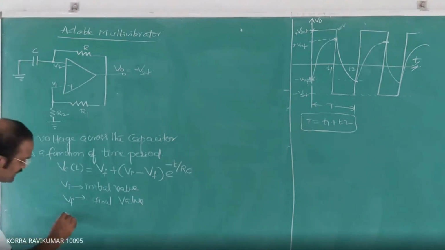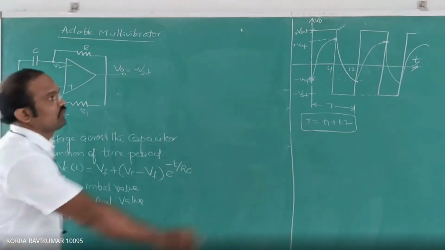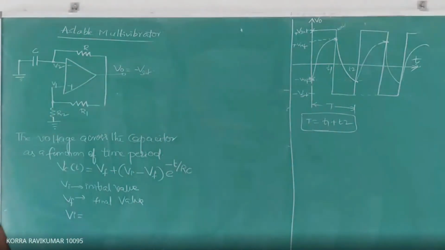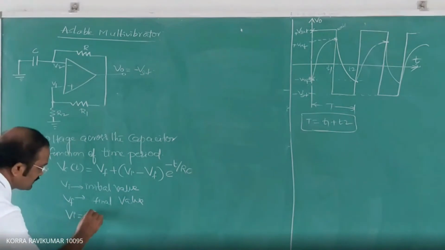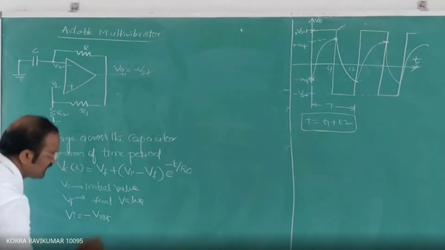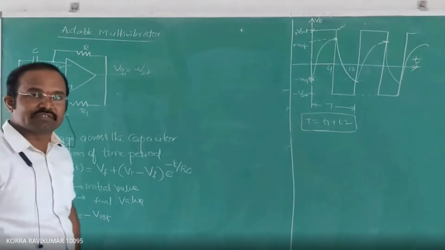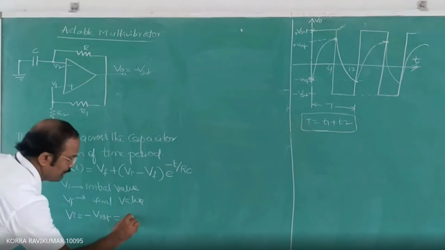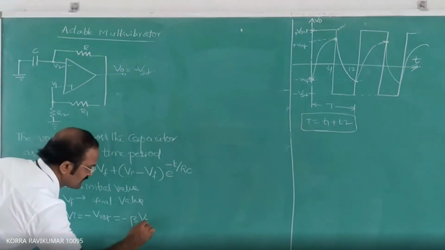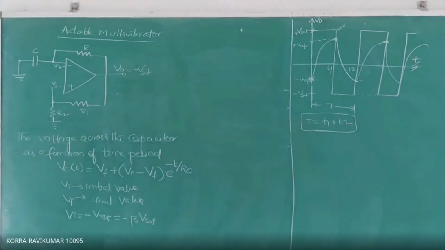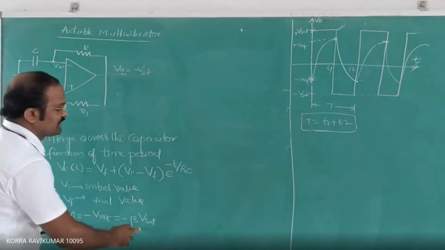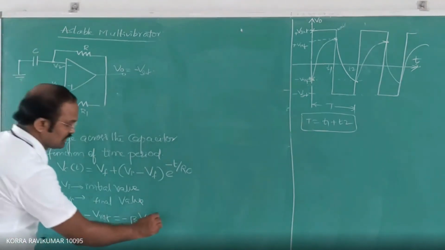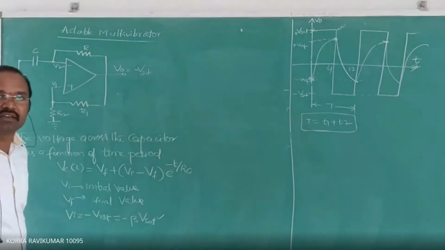So here Vi is equal to what? Vi is the initial value of the capacitor, that is minus V reference. What is the value of V reference? We have derived the equation for that. V reference is equal to beta into V saturation. So Vi is equal to minus beta into V sat. Then what about the V final?